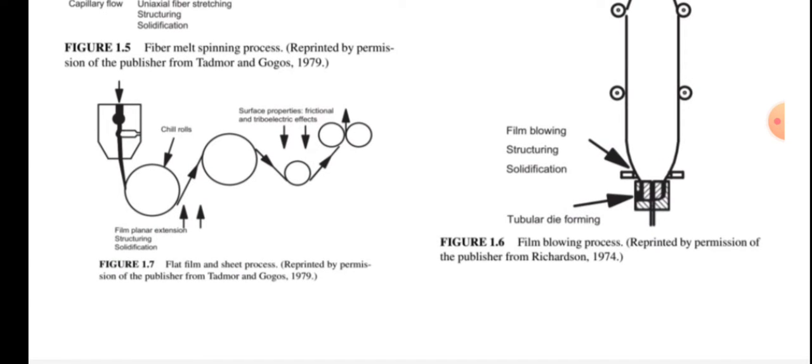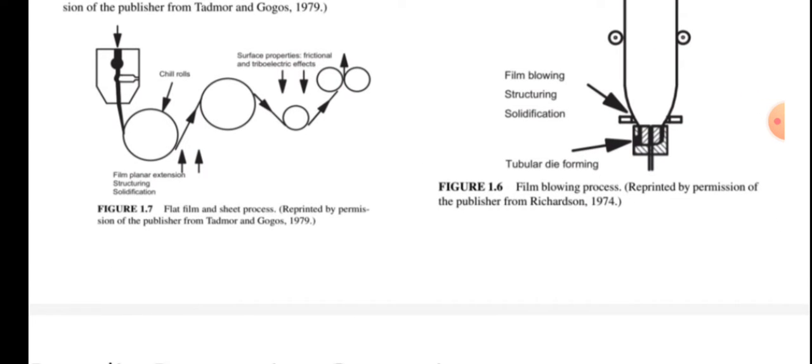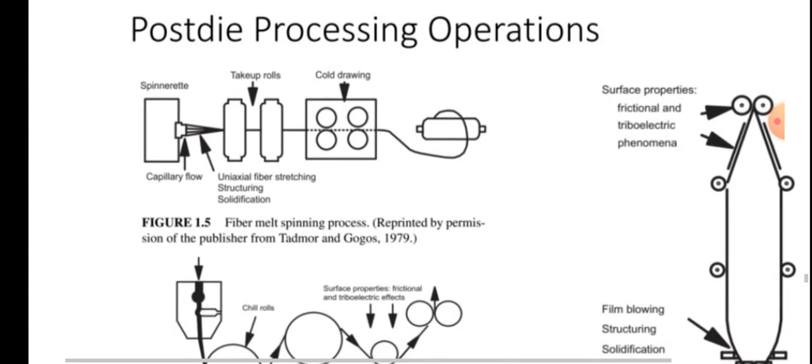Film blowing, structuring, solidification. This is the figure of the film blowing process, post die processing operation. In this operation: spinning rate, take up rolls, cold drawing, capillary flow, uniaxial fiber stretching, structuring, solidification is given. The figure shows the fiber melt spinning process.